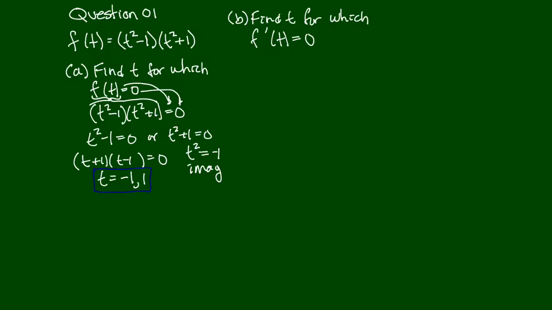And here in part B, we're asked to find the values of t for which the derivative is 0. Now remember, the derivative is the slope of the tangent line, so we need to differentiate this function over here. So let's do it. Now we could multiply these together, or we could use the product rule, and since we're kind of in the product rule section, let's go ahead and use the product rule for this.